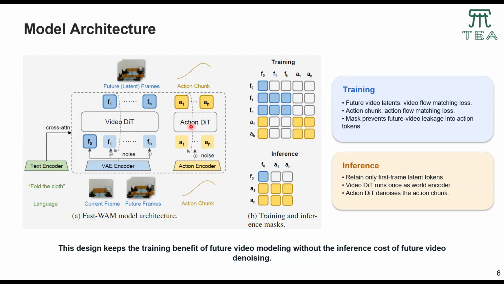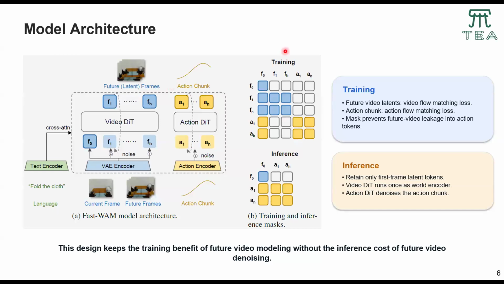And during the training, the video branch and the action branch, meaning the future observation and the action generation, will be optimized using standard flow matching loss functions. And during the inference, the video generation branch will be removed, and only the current frame, the first frame, the latent tokens are used to generate the latent world representation feature for the subsequent action generation.